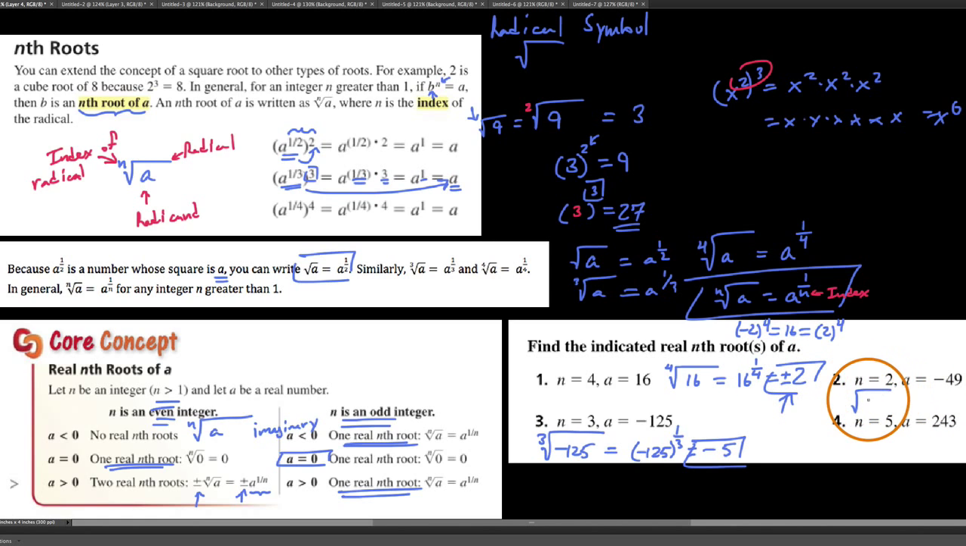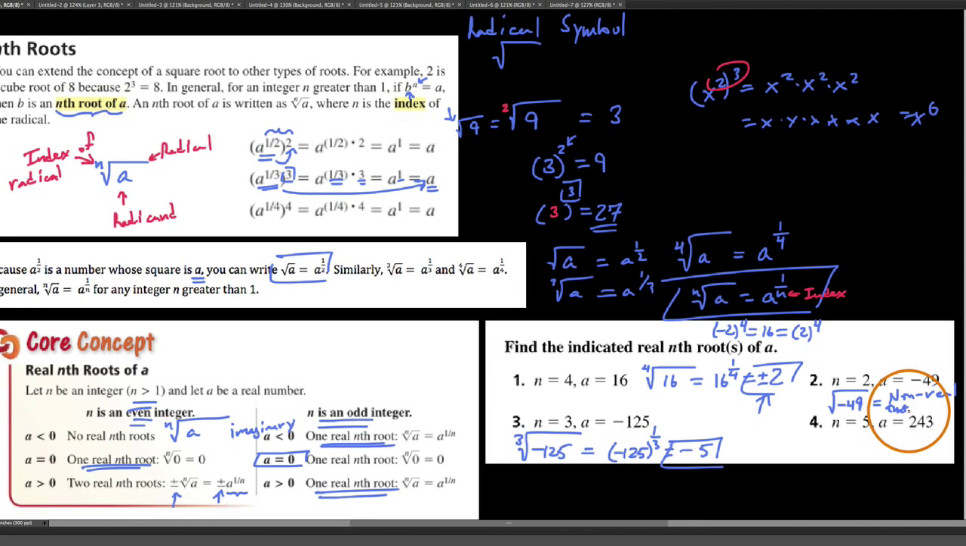Let's take this. We have the square root of negative 49 here. And because this is a 2 right here, I'm actually not going to write it. And what I'm going to write is a non-real answer. As a matter of fact, what we get is plus or minus 7i. But basically what we find out is you don't get a real root here, because we're taking an even root of a negative value.